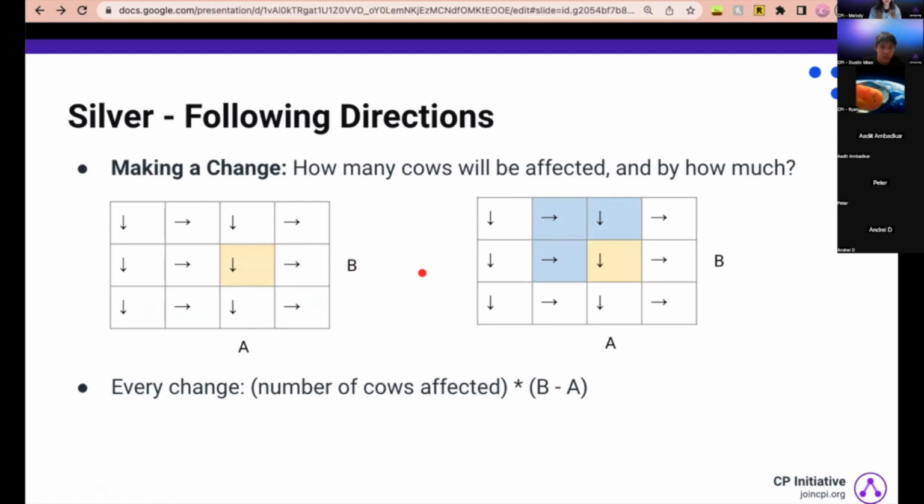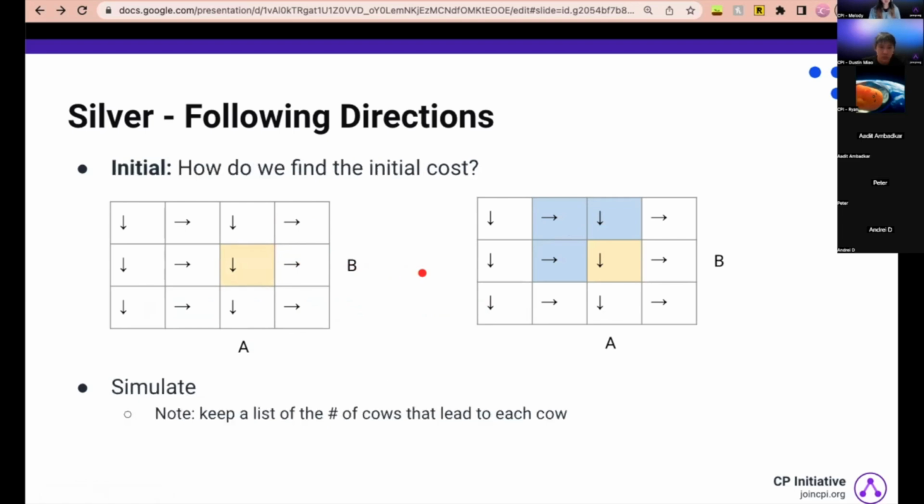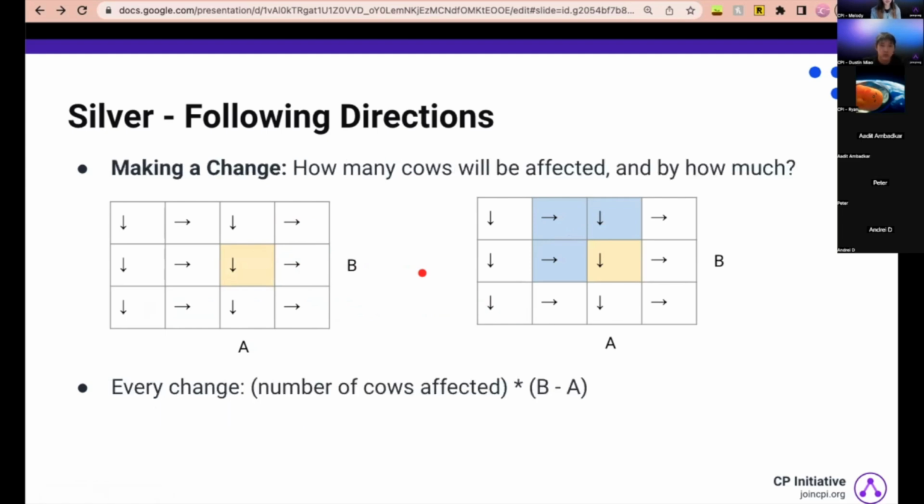Okay, so once we've done a simulation, we found the cost at the end of the day, we want to actually make a change. So with the information earlier, we know how many cows are going to pass through a certain cow to reach a vat. So we want to ask ourselves, if I were to switch the direction of this arrow, how many cows will be affected and by how much?